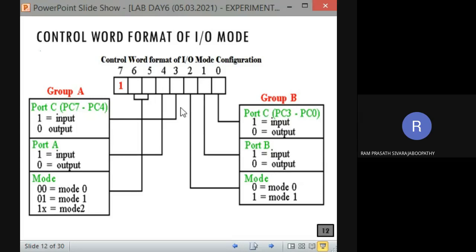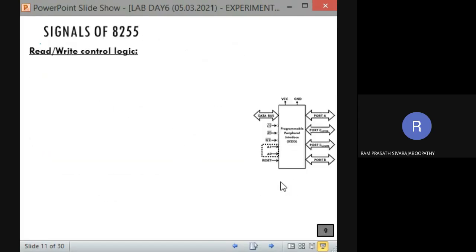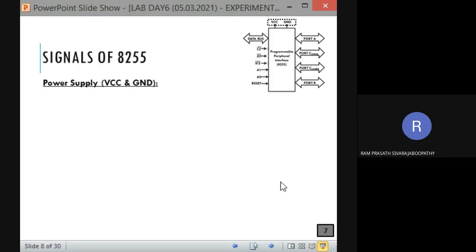Fine. What about the purpose of bit 2? It is for port B. Port B can be operated in two modes, correct? It works in mode 0 and in mode 1. Shall we look at it once, so that you will get a clear idea?